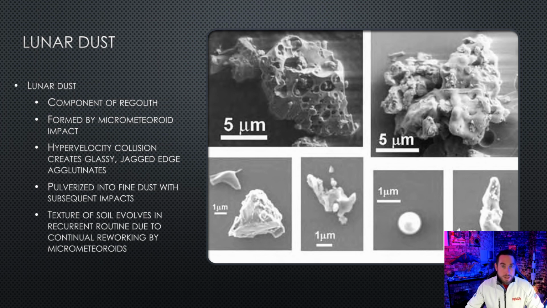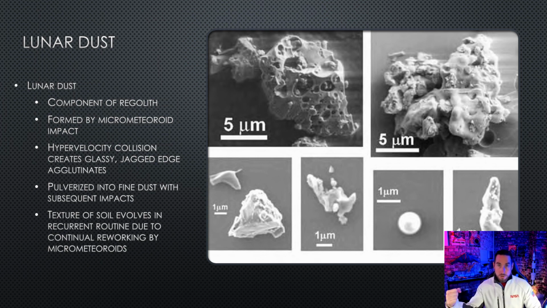It's a component of regolith. Regolith is basically the lunar soil. So if they say the lunar regolith, they're talking about the lunar soil, and the dust is a component of that regolith. It's formed by micrometeoroid impacts. These hypervelocity micrometeoroids pound the surface of the moon. There's no atmosphere on the moon, so these things are hitting with massive, massive speed.